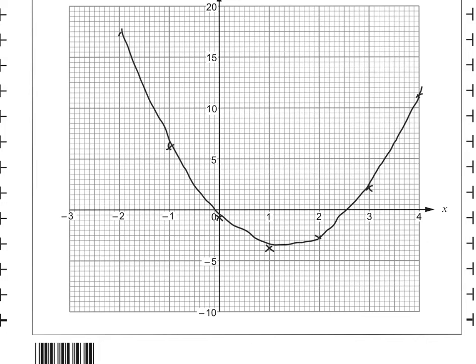It is a U shape. It is fairly symmetrical, and I have joined the dots together freehand. Those are the key points in order to answer this question.